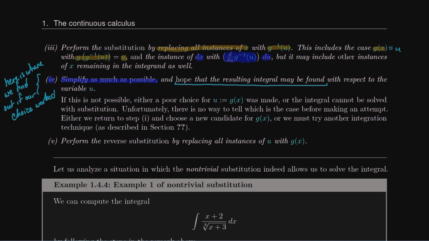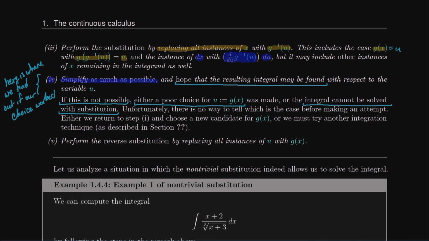But in a lot of cases, it's not going to be the case. If it's not possible, either a poor choice for u was made or the integral cannot be solved with substitution. So there are a lot of cases where we unfortunately just cannot solve an integral with substitution. We have to use some sort of other technique. There's not really a good way to tell which one of these is the case until you try it and you fail, and then you try something else again, and you still don't know if you'll eventually reach it. I mean, the integral may not be possible to compute at all.